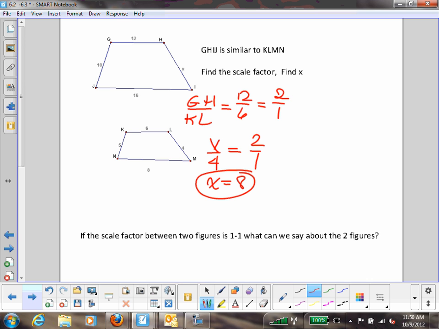All right, if the scale factor between two figures is 1 to 1, what can we say about the two figures? They are congruent.